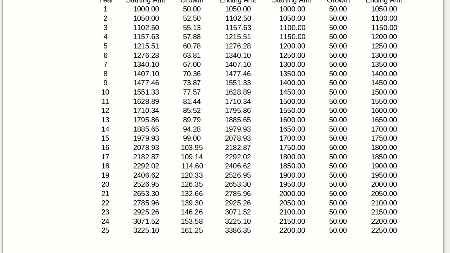And remember how stark that ending amount was when we saw this before. 25 years later with constant growth rate, and we've got $3,386.35, and with constant growth we've only got $2,250. That's more than $1,000 less than what the constant growth rate account ended up at. Constant growth rates give you exponential growth.